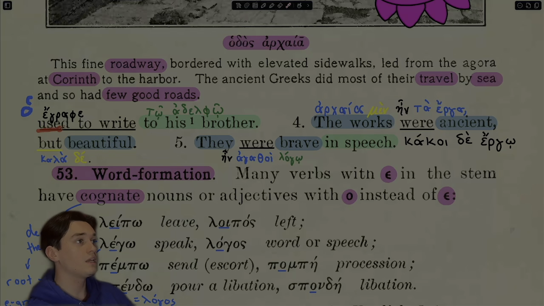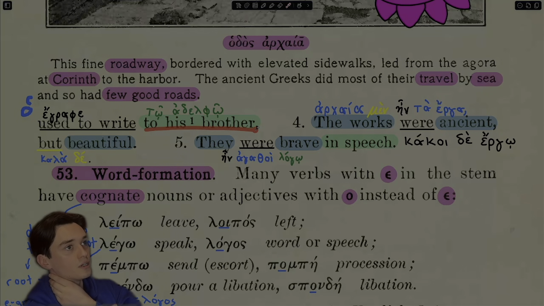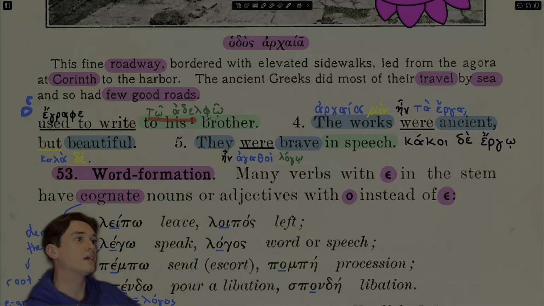3. The man used to write to his brother. Man can either be ha or anthropos, whichever you prefer. Egrape, third person singular, and then used to write has to be an imperfect active indicative. To his brother, expected dative, toi adelpoi.